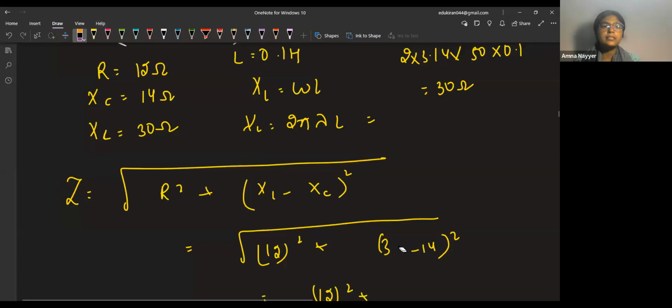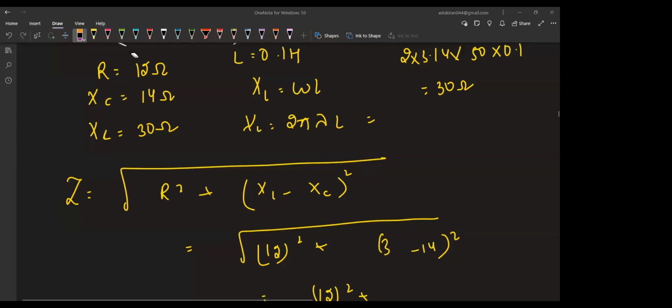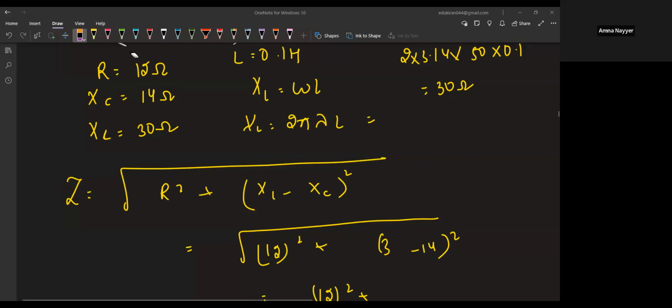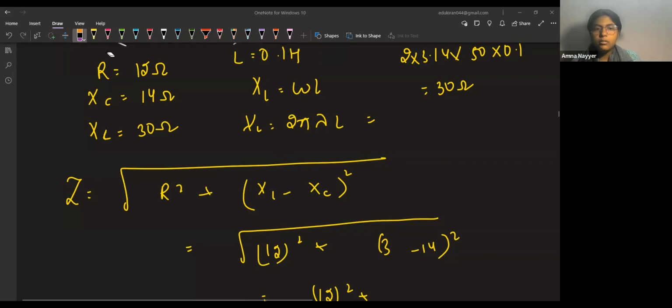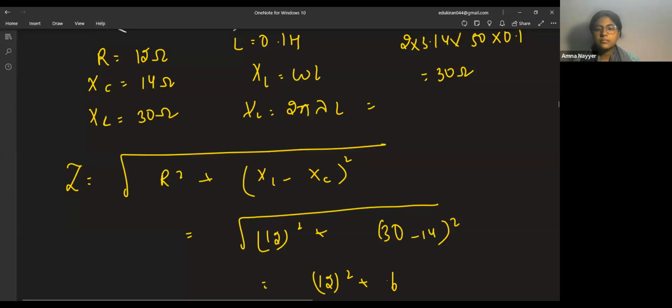Just a second, class. This value is given as 30. So this becomes 16 square. Screen is sharing? No, ma'am. Screen has stopped sharing. Just wait.